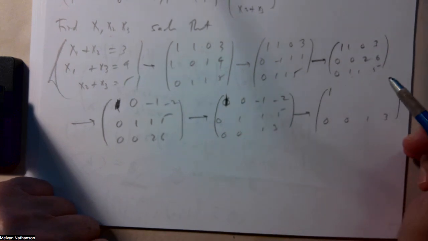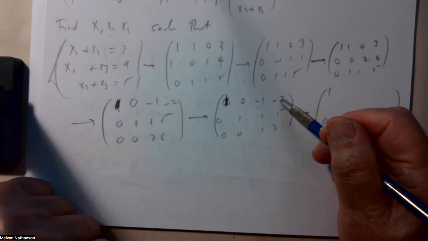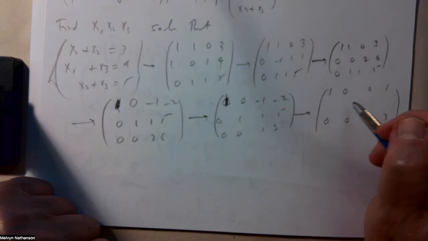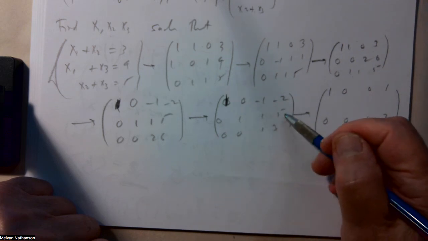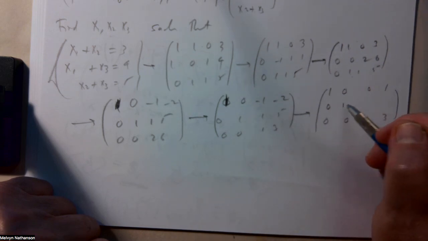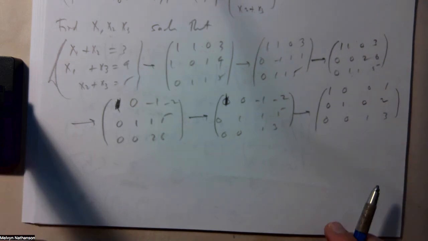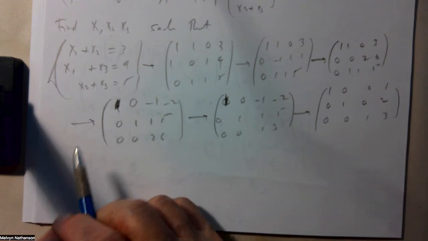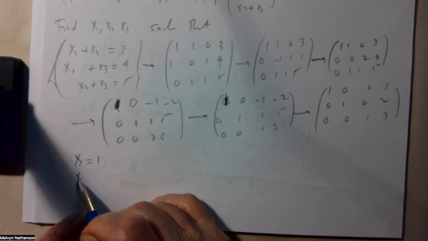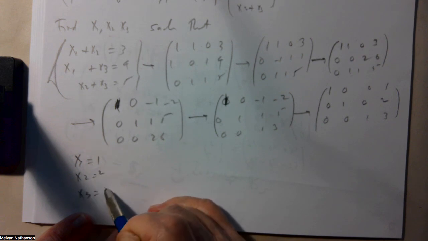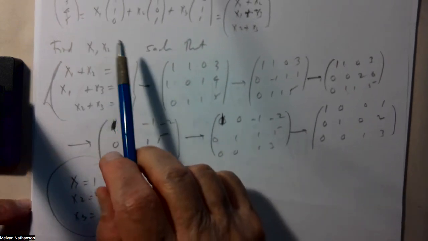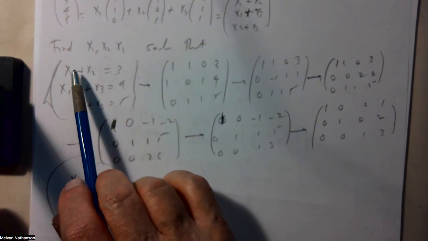If I add the third row to the first row, I get 1, 0, 0, 1. And here I have my second row. If I subtract my third row from the second row, I get 0, 1, 0, 2. So this is equivalent to the system x1 equals 1, x2 equals 2, x3 equals 3. So that's my linear combination. And you can check, if you put in x1, x2, x3, that's what you get.